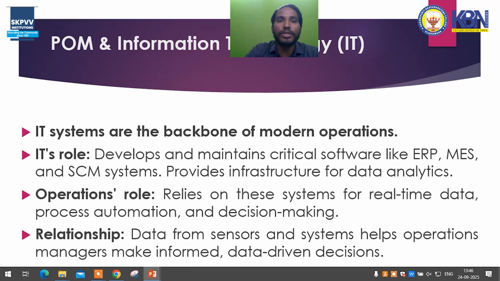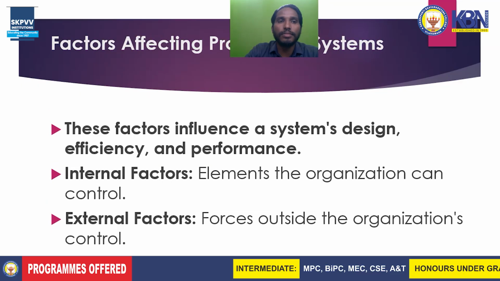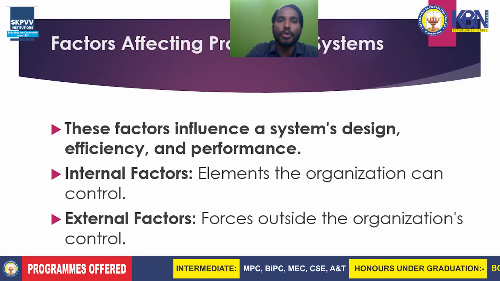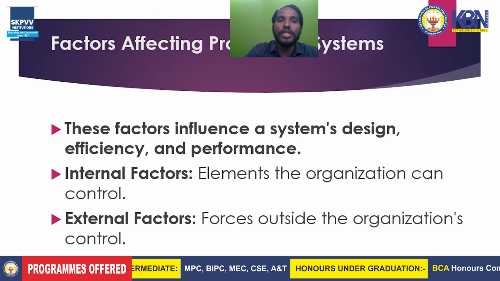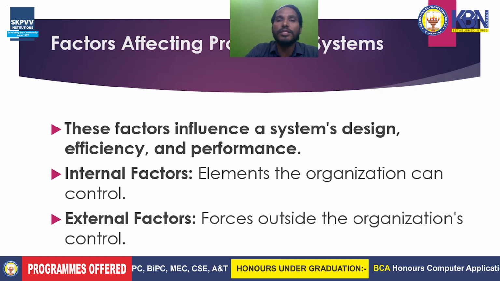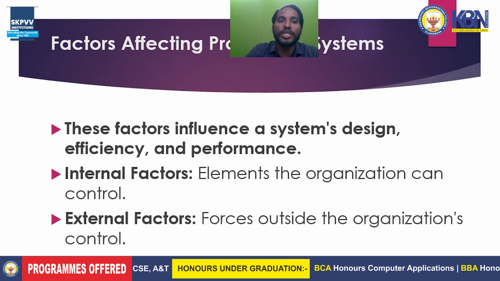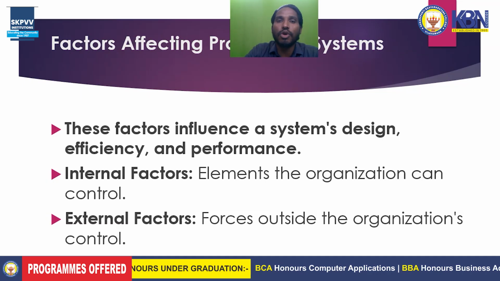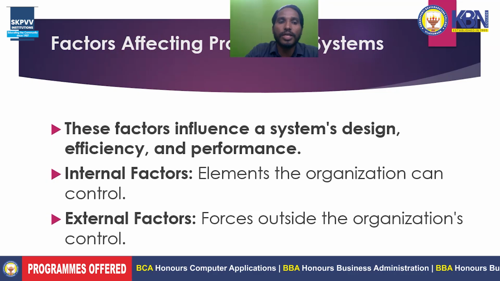And coming to the factors affecting production systems. These are the factors that influence system design, efficiency, and performance. There are internal factors and external factors. Internal factors are elements that the organization can control within the industry. And external factors are the forces which act outside the organization's control.